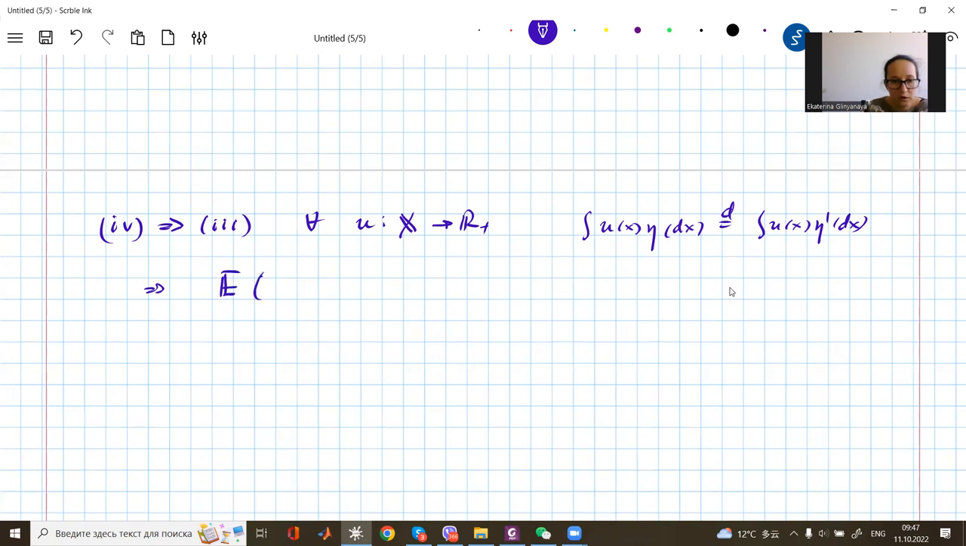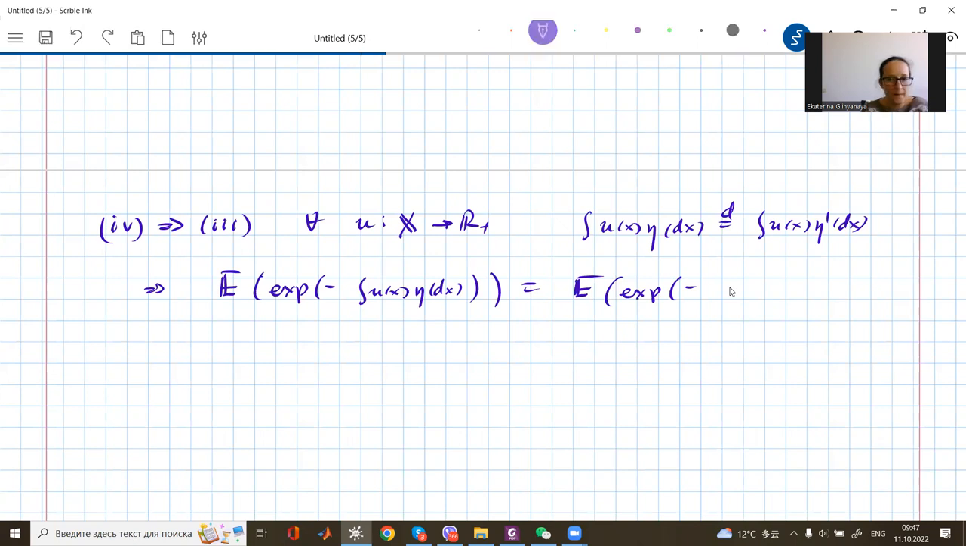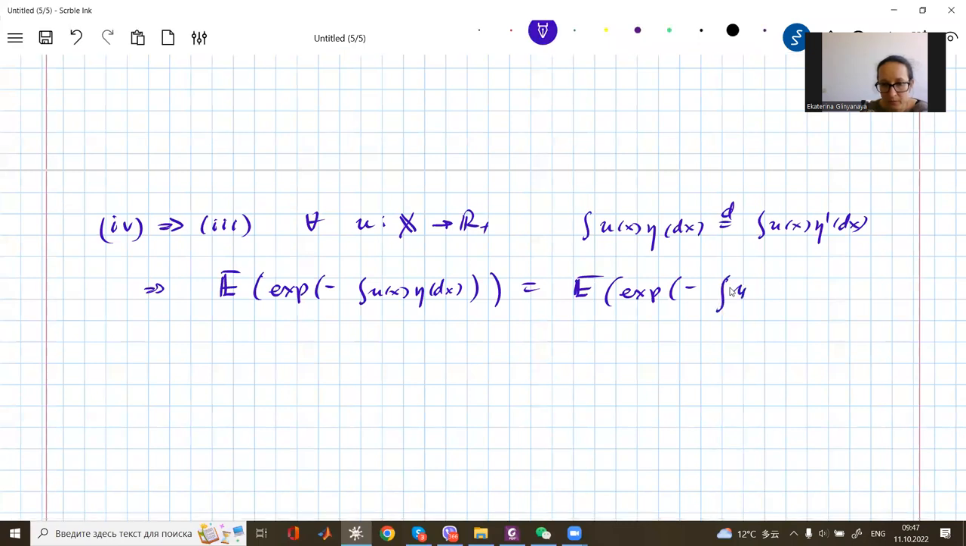So this means that if I write exponent minus u of x, this is just I apply from probability theory, from which we know that the characteristic function uniquely determines the random variable. So this step is easy too.